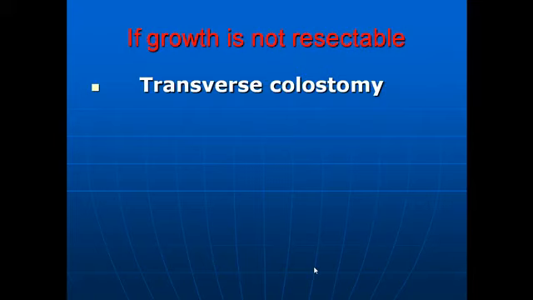Then next the question is, if the tumor is not resectable, what will you do? Say for example, after doing a laparotomy, you see the tumor is not resectable. Then what are the options? You have to do a transverse colostomy. After doing a laparotomy, you see the tumor is attached to the posterior abdominal wall, it is involving the ureter, there is peritoneal seedling, there is omental metastasis. Then what will we do? The option in our hand is that you have to do a transverse colostomy.